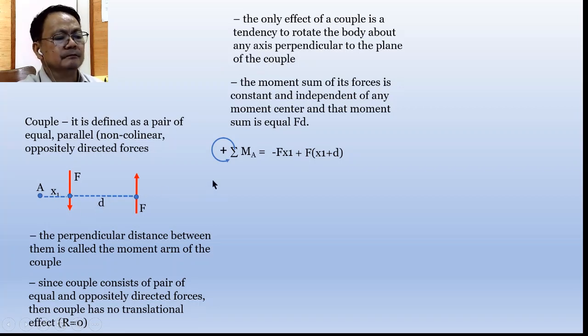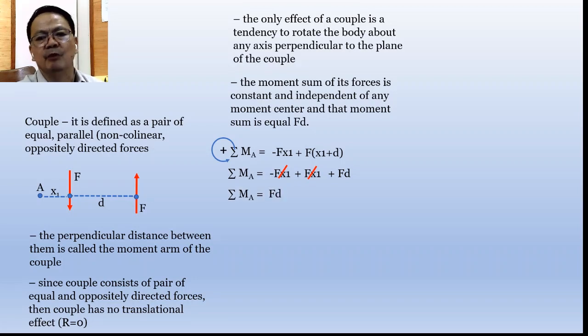Now, if this equation is simplified, then we shall have the summation of moment about A equal to negative F times x sub 1 plus F times x sub 1 plus F times d. And you will notice that these two F times x sub 1 will just cancel each other, and what will remain is that the summation of moment about A will be equal to the product of F multiplied by the distance d.